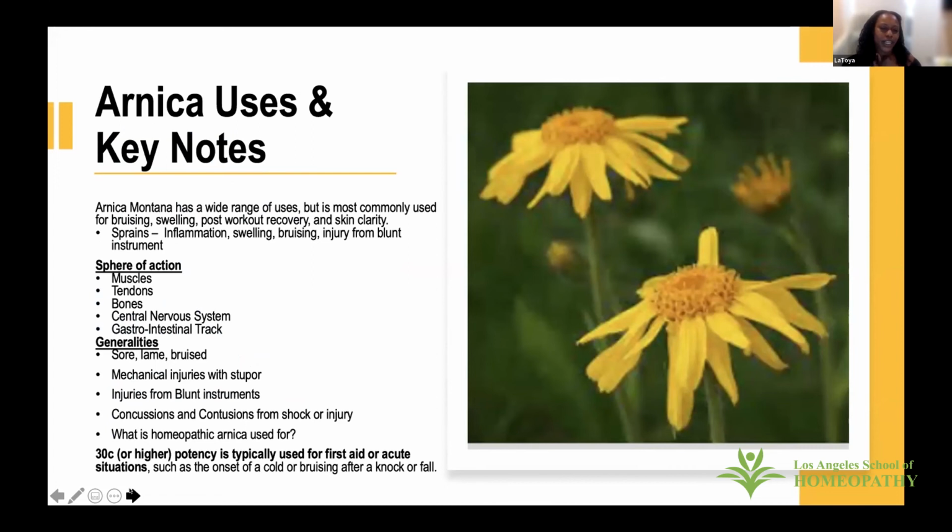Anyways, post-workout recovery for sprains is good for the inflammation. Also from anything from a blunt injury or instrument. The sphere of actions focus on the muscles, tendons, bones, and central nervous systems. And you can also use it for concussions or contusions. I've used arnica in a 30C potency or higher.